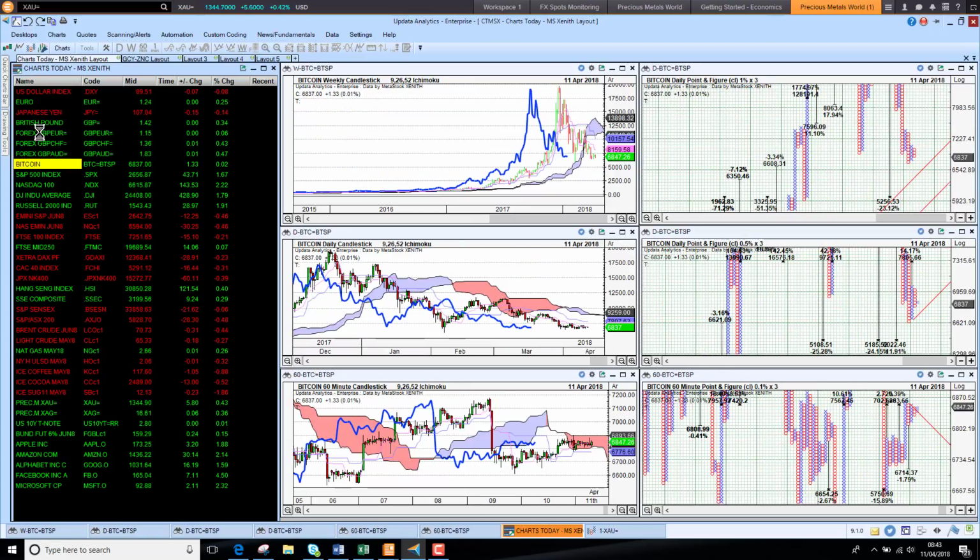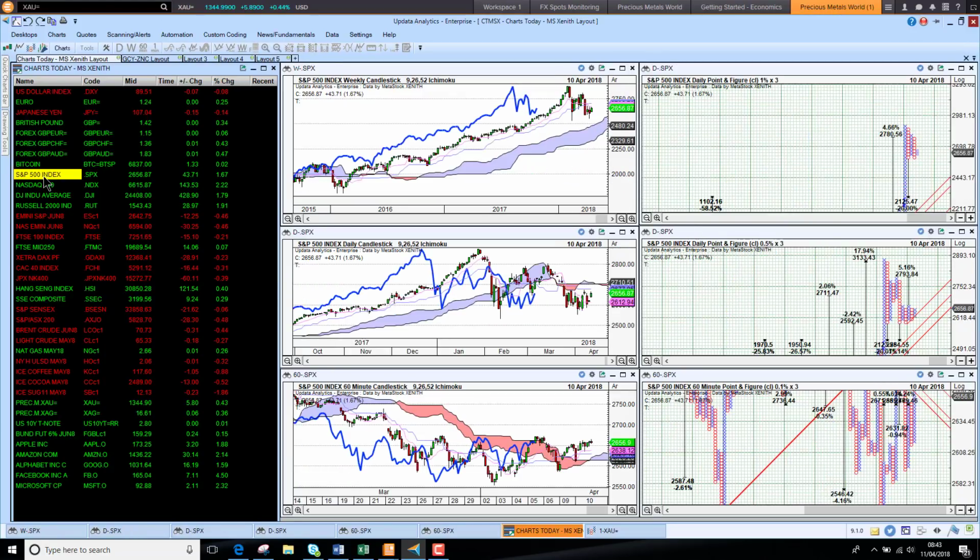Looking at Bitcoin, still in bearish territory on the short-term chart and medium-term. So we do have mixed targets to the short and upside and downside. Keep an eye on the 1-minute charts if you're trading Bitcoin.